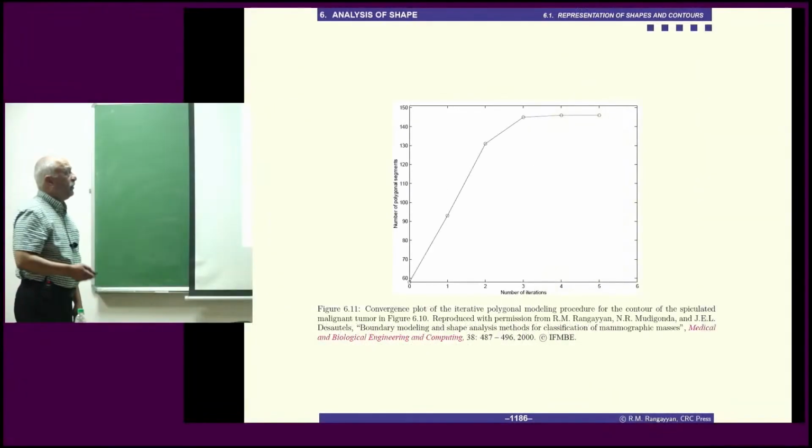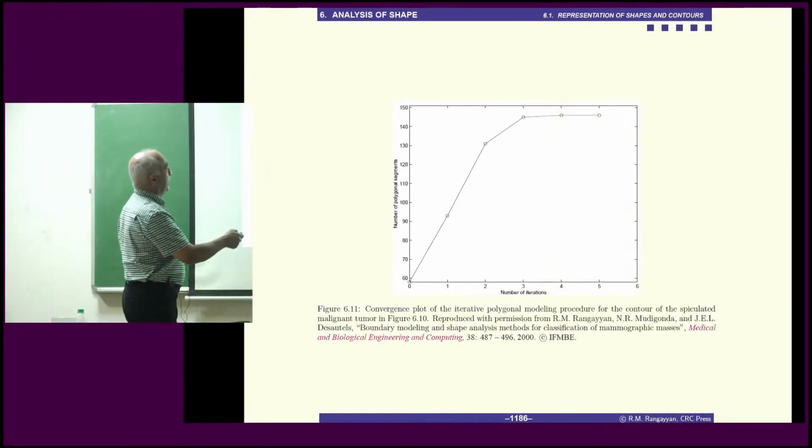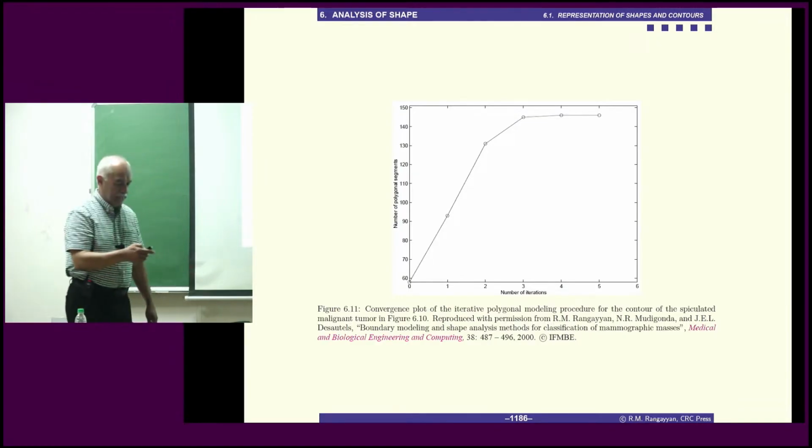So the iterative method converged within 3-4 iterations. Starting from 58, it reached that 140 something in 4 iterations. 1, 2, 3, 4, 5. Yeah, there. That's the end.